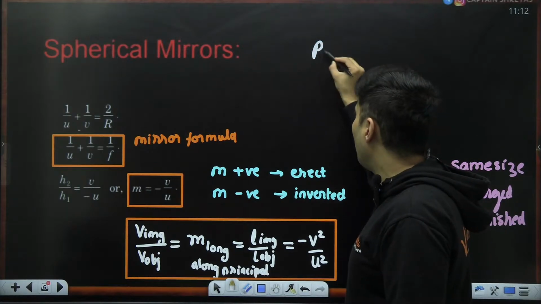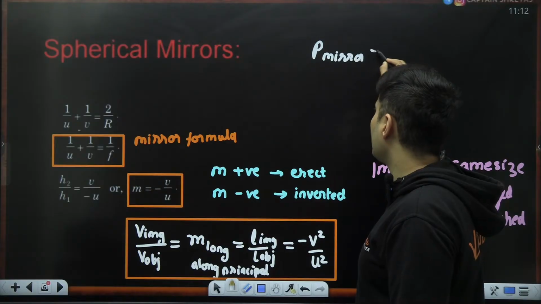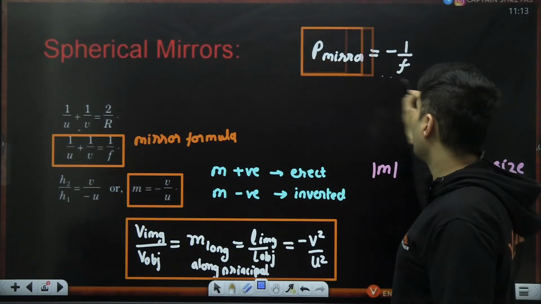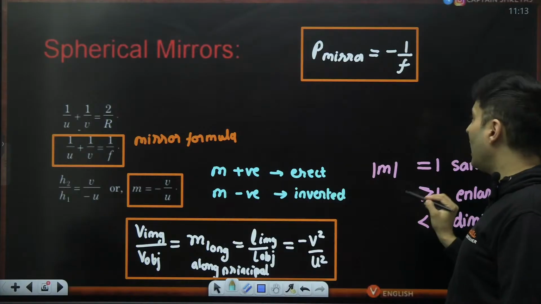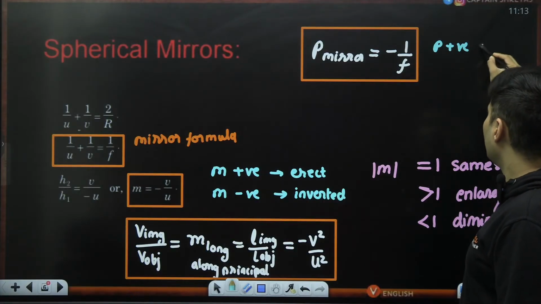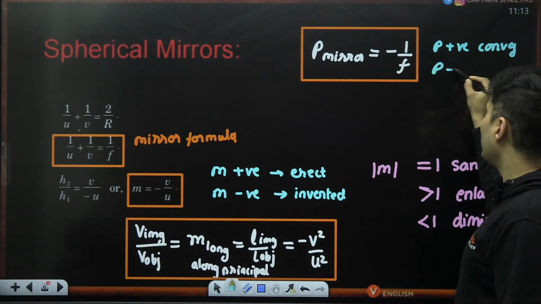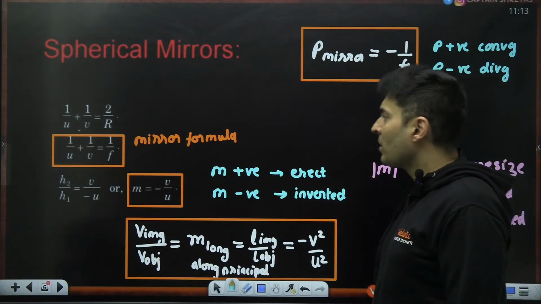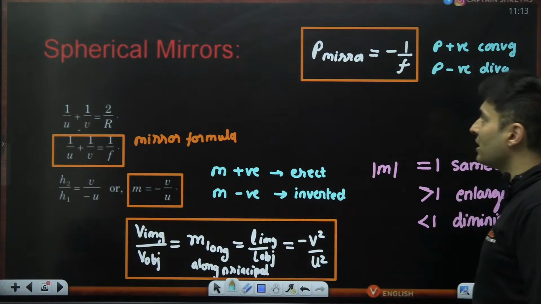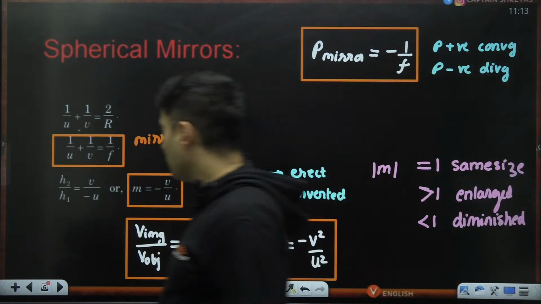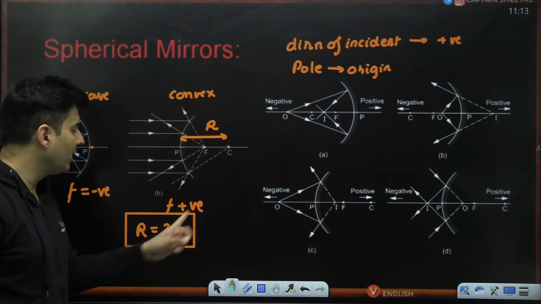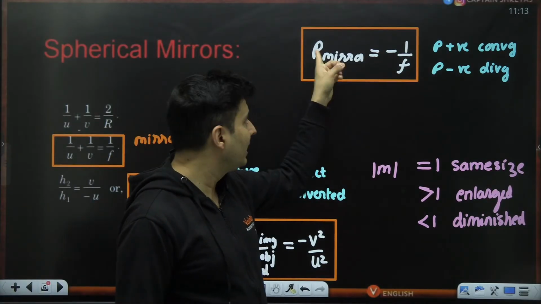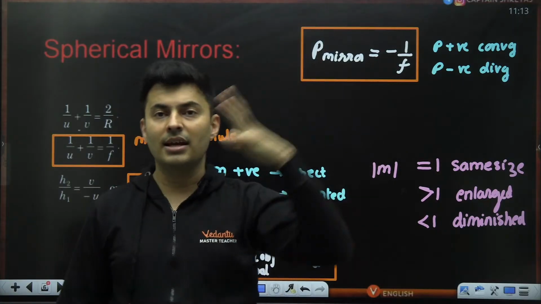The last formula is the power of a mirror. Many people forget this. This is used in the silvering of lenses. That formula is minus 1 by f. Keep this in mind. If the power is positive, it is a converging mirror. If the power is negative, it is a diverging mirror. So power will be negative for a convex mirror because it is diverging in nature. In fact, for a convex mirror the focal length is positive, so minus into positive will make the power negative.